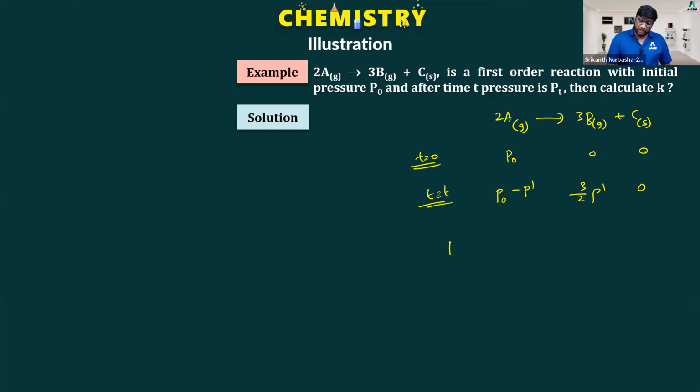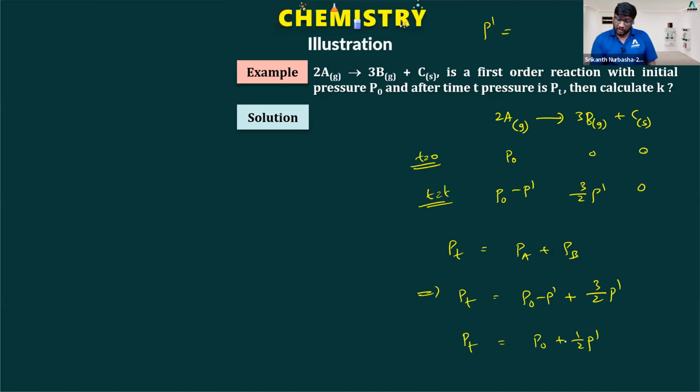So the total pressure Pt is the partial pressure of A plus the partial pressure of B. The partial pressure of A is P naught minus P dash. The partial pressure of B is 3 by 2 P dash. So Pt is equal to P naught plus 1 by 2 P dash. So from here I can eliminate P dash. I can write P dash as 2 times Pt minus P naught.